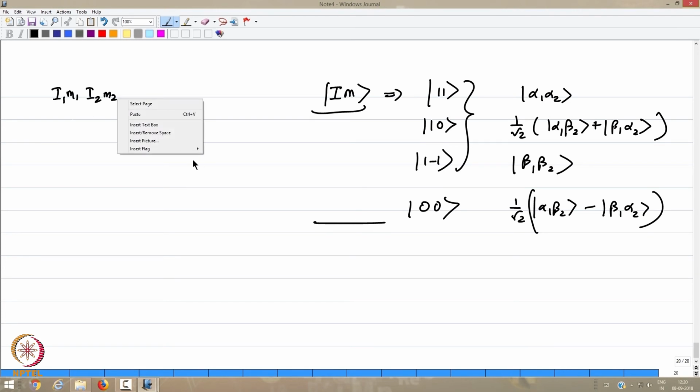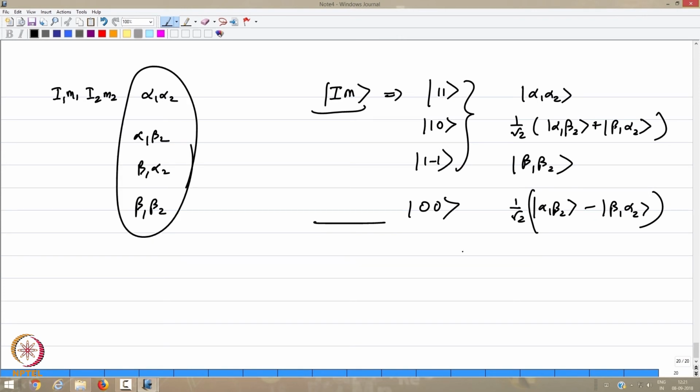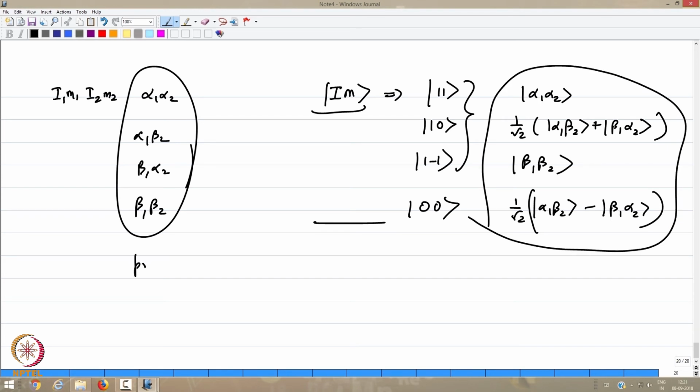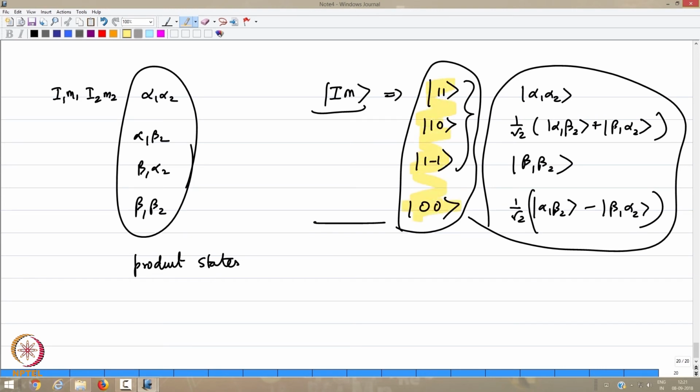So, these are the product states, the 4 of them: alpha 1 alpha 2, alpha 1 beta 2, beta 1 alpha 2, beta 1 beta 2. These 4 states are taken as a linear combination to give you what is called the coupled states. These are the product states, and the coupled states are labeled by this quantum number. Let me highlight this. These are the coupled product basis states.